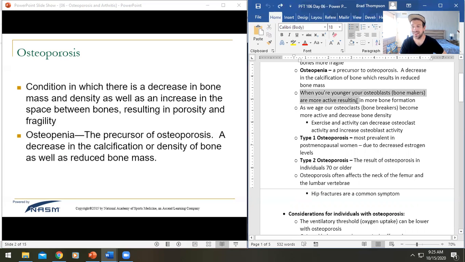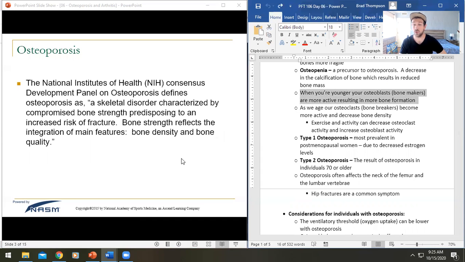When you're younger, your osteoblasts, which are your bone makers, are much more active, and so that results in greater bone formation. But as we get older, our osteoclasts, which are your bone breaker downers, become more active. And what that does is decrease your bone density.